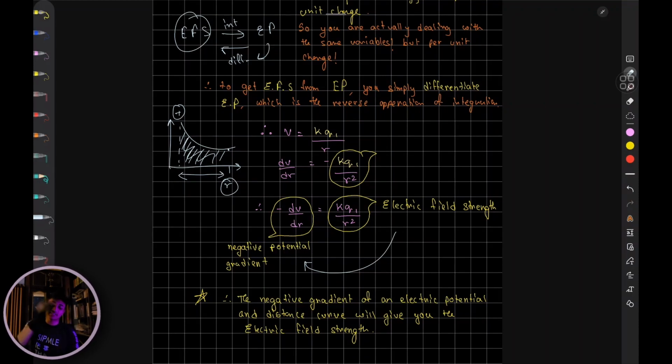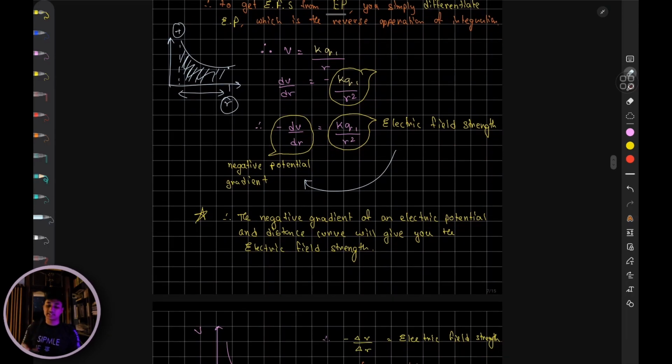How does that work? Electric fields, and if you integrate, you're going to get electric potential, right? Because if you integrate a force and distance curve, you get work done. Similarly, for electric fields, if you integrate the force and the separation or the distance, you're going to get electric potential. The work done per unit charge is electric potential. Similarly, if you differentiate electric potential, the reverse operation, you're going to get electric fields.